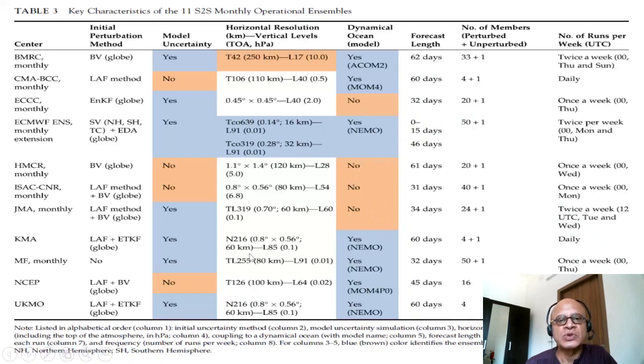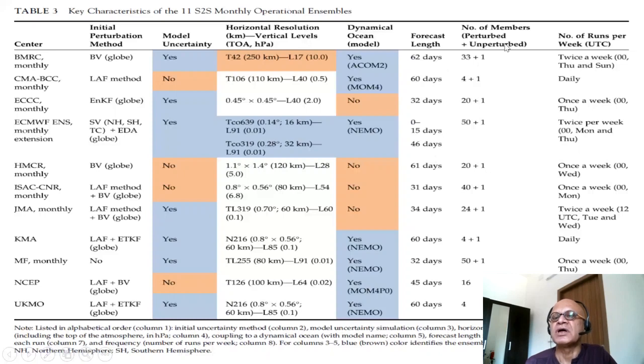So resolution can be high. Let's say this is a high resolution model with 60 levels and 0.70 or 60 kilometer resolution, but it's not a coupled forecasting. And the forecast length is typically a month or two, as you can see here.